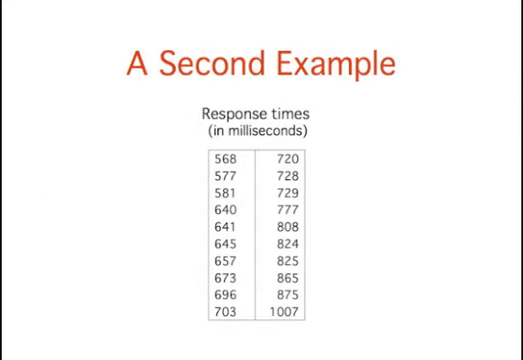Let's look at another example. Since this example has only 20 numbers, it is easier to see the relationship between frequency and height of the bars in the histogram. The data shown in this table are the times it took one of us to move a computer mouse over a small target in a series of 20 trials. The times are sorted from lowest to highest.